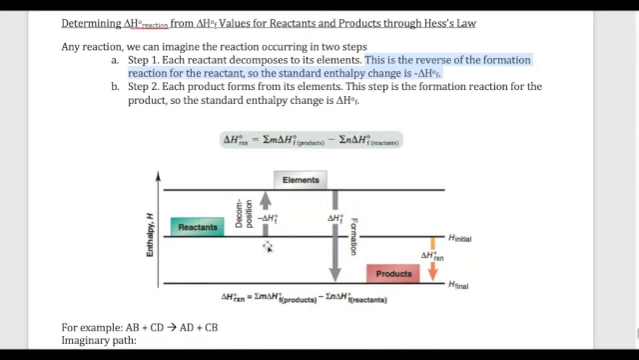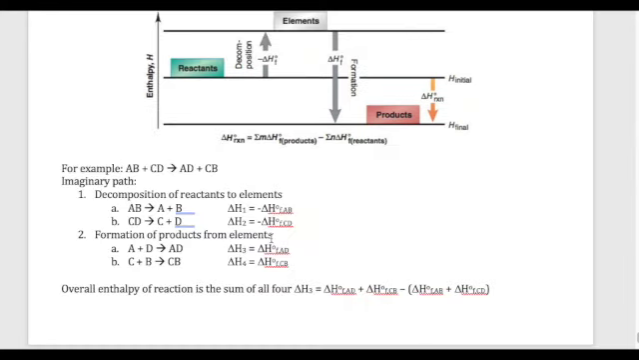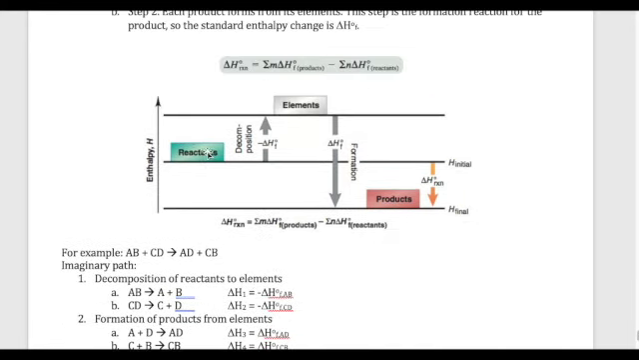This is a drawing that illustrates the steps that we just talked about. We can imagine that we take the reactants and we break them down into elements. So for each reactant that we have, every time we break it down, that corresponds to taking the negative of the delta HF of that specific reactant.